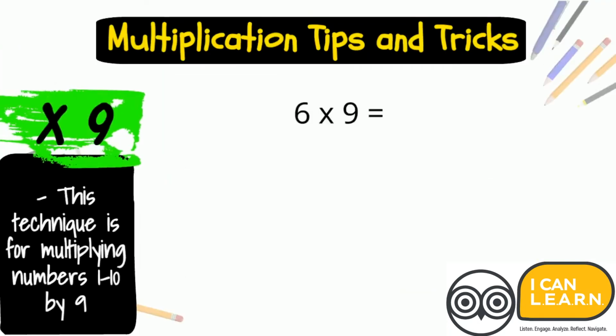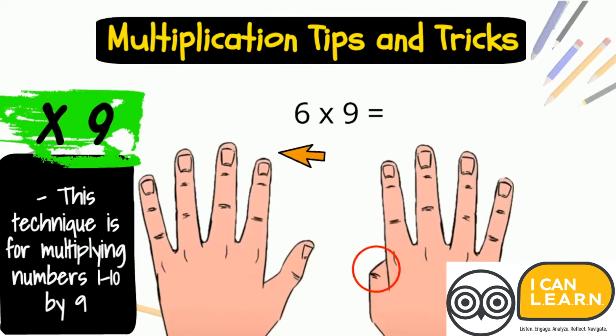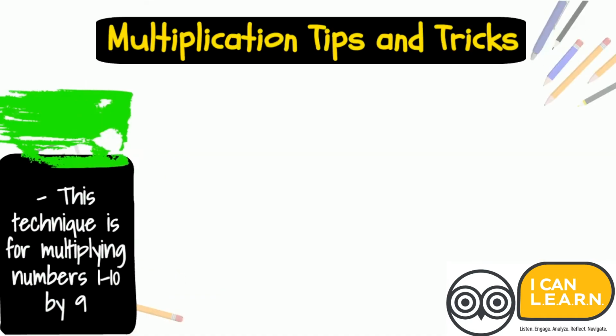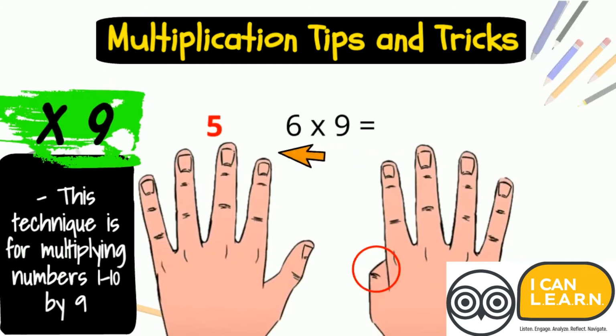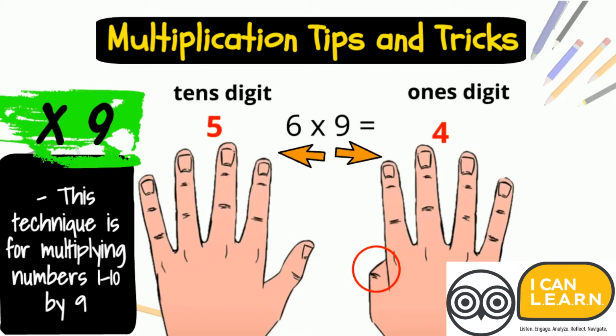The number of fingers on the left side would be the tens digit of the product. And then, the number of fingers on the right side would be the ones digit of the product. So, in this example, there are 5 fingers on the left and 4 fingers on the right, which means 5 would be for the tens and 4 would be for the ones. Thus, the product of 6 and 9 is 54.